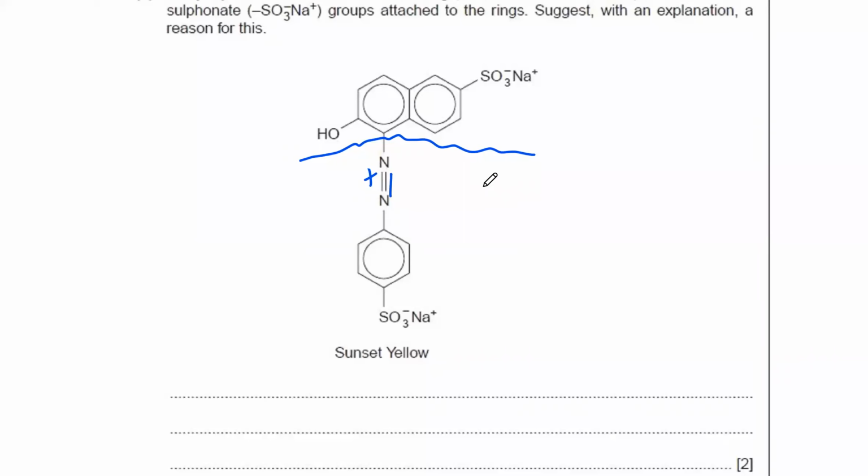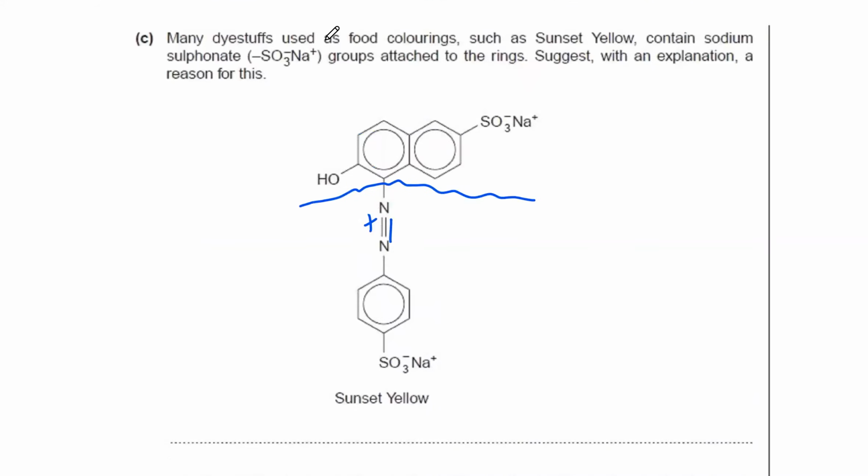Anyways, he's asking what significance this has. He says that it contains sodium sulfonate groups attached to the rings. So there's an SO3⁻ Na⁺ that's attached to it. He says many dyestuffs used as food colorings, such as sunset yellow, contain sodium sulfonate groups attached to the rings. Suggest, with an explanation, a reason for this. So now this is completely random, but make a guess. Why do you need this group? What help would it do?